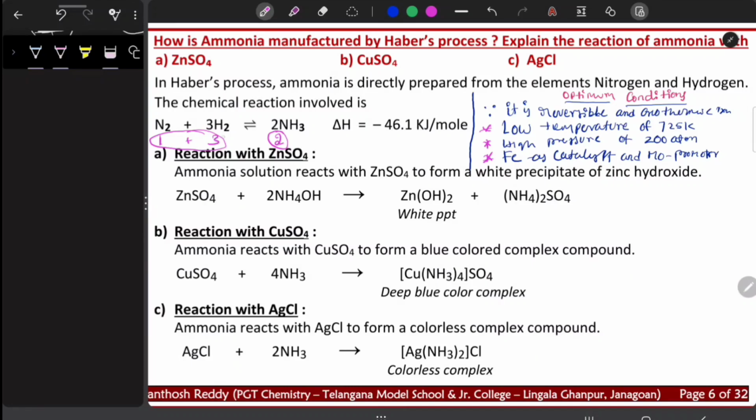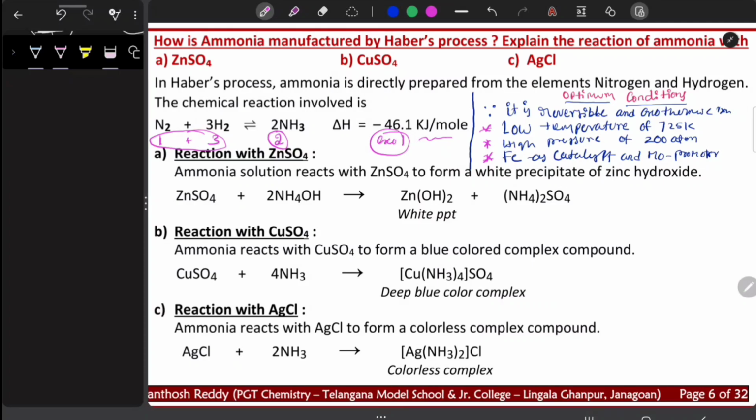Means reactants are in more number, product is in less number. And delta H is equal to minus 46.1 kilojoules per mole. That means a minus is there, no? So it is an exothermic process. This is an exothermic process, right? Means excess of heat will be released. This part you have to write without any mistakes.